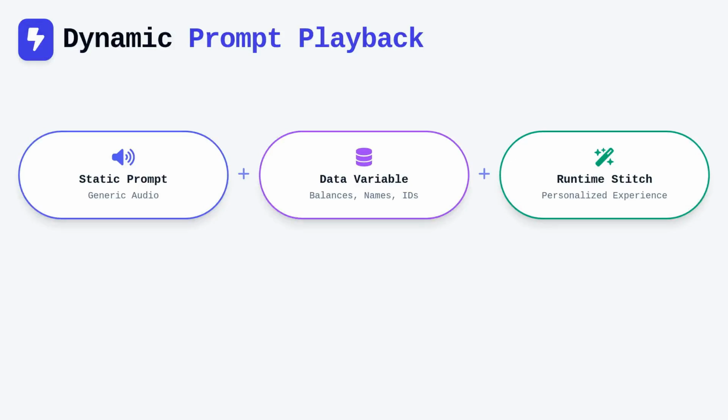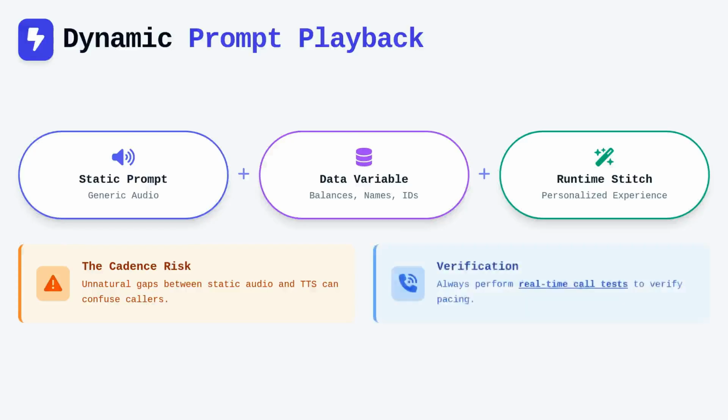Within the flow design, you treat these variables as dynamic audio placeholders that the engine stitches together at runtime. While this is computationally efficient, watch out for how the system handles the transition between the static audio file and the TTS-generated variable. If the pacing feels unnatural, it can lead to caller confusion, so always test the flow with a real-time call to verify the cadence of these hybrid prompts.